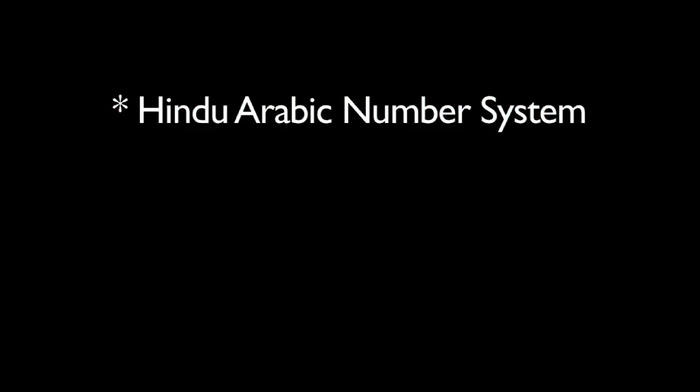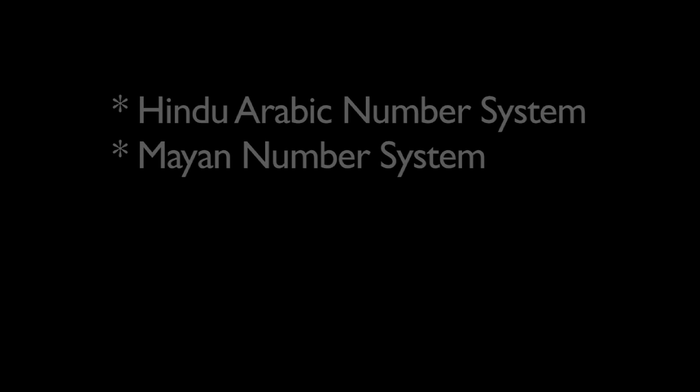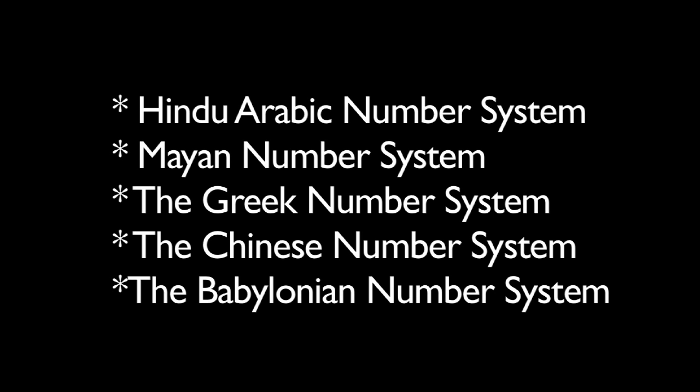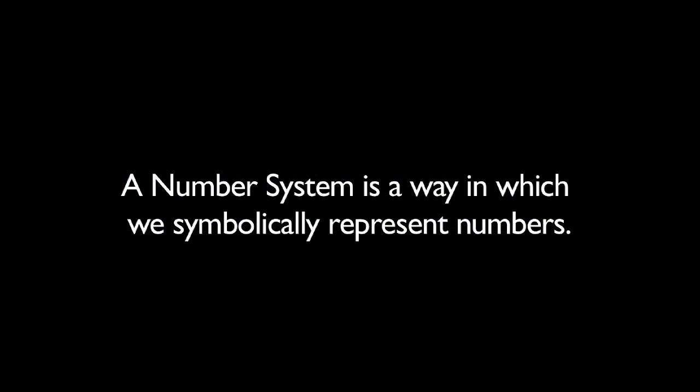Now, let us go to the basic definition of number systems. There are different types of number systems. The one that we use in South Africa is called the Hindu-Arabic number system. There are others as well, which are the Mayan number system, the Greek number system, the Chinese number system, the Babylonian number system. All these are different number systems, but what do we mean by a number system? A number system is a way in which we symbolically represent numbers. So a number system is a symbolic representation of number.